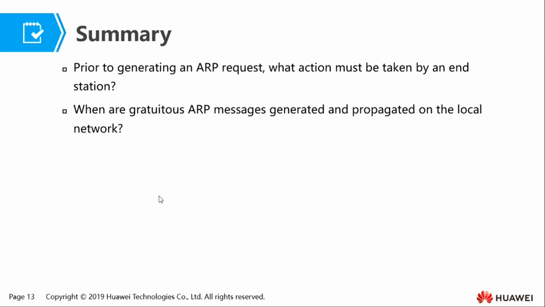George, you can answer the first one. Okay, so I'll just answer the first one. Prior to generating an ARP request, the end station must check its cache table. It must check its cache table and ensure that there is no entry. So if there is no entry, then you go ahead and generate an ARP request. If there is an entry, go ahead, make up the frame or packet and send it to the destination. Okay, thank you very much. So that is it.